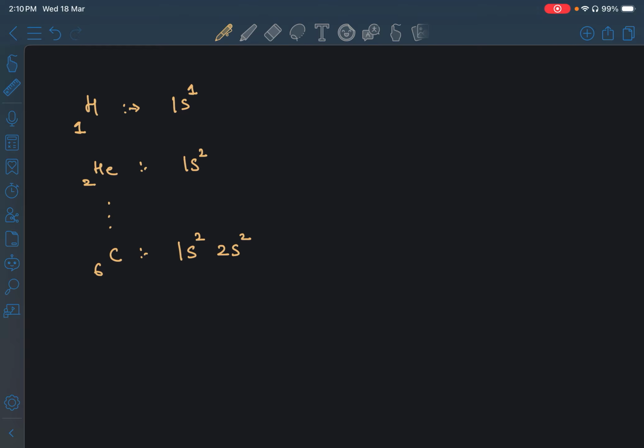Now comes the 2p orbital, guys. You know this very clearly. Basically, we have three orbitals. You know that p has three orbitals. Let me draw it again for you. One, 2, and 3. So we have only two electrons left. It goes like this: 2px1, 2py1. So we can simply write it like this: 1s2, 2s2, 2p2. This is how we write carbon's electronic configuration.